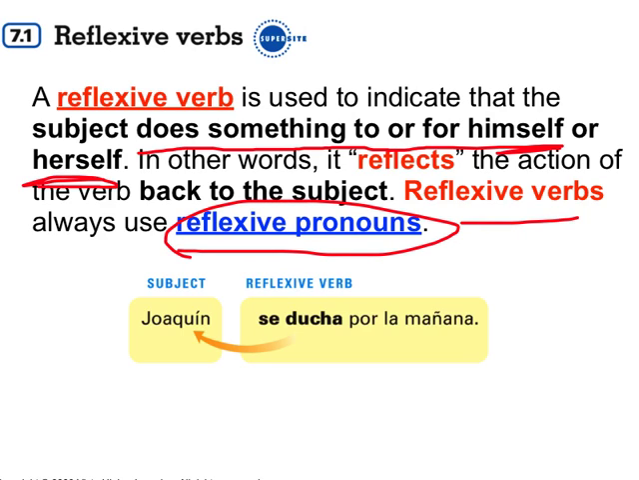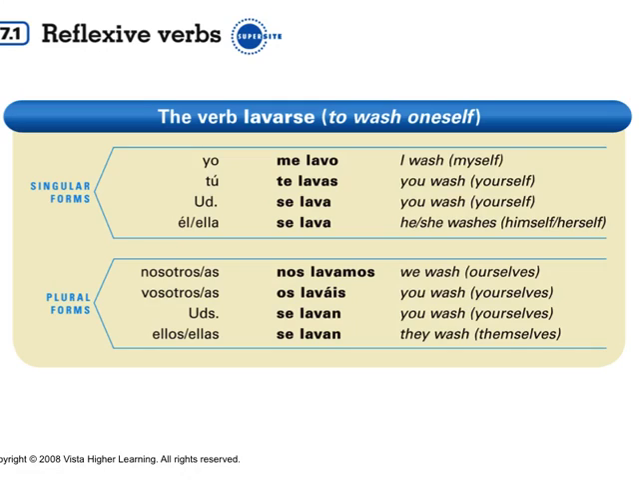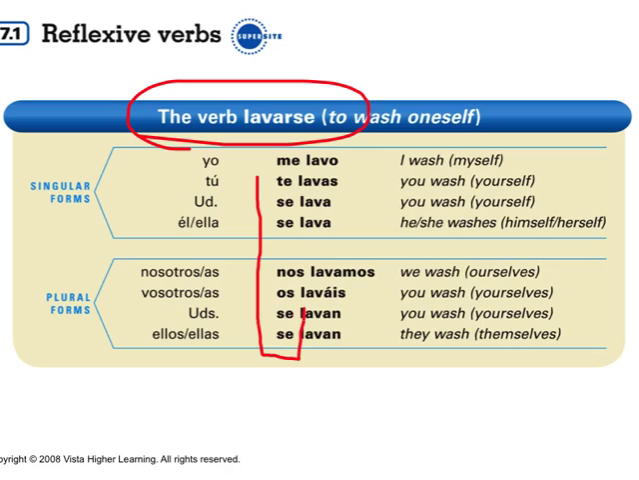For example, Joaquín se ducha por la mañana. So here's one of the primary examples of a reflexive verb, and that's the verb lavarse, because we wash ourselves, and when we do in Spanish, it's reflexive. But when we wash other things, or maybe even people, like little babies, that's not reflexive. So, note the use of the pronouns. Please make sure you remember that these pronouns are important.